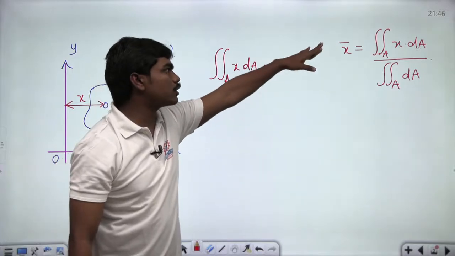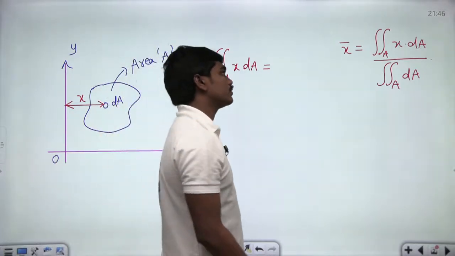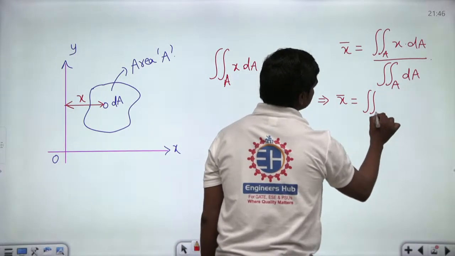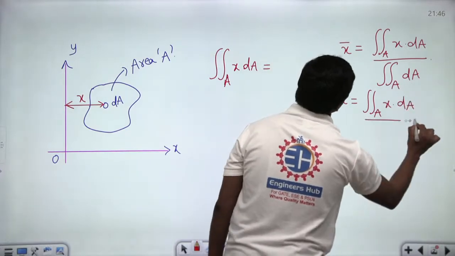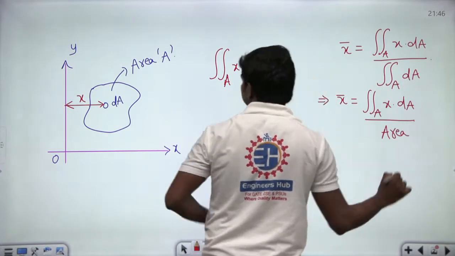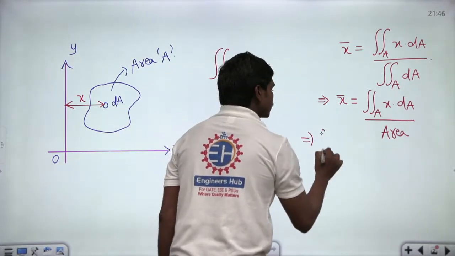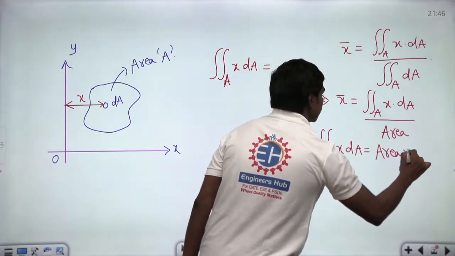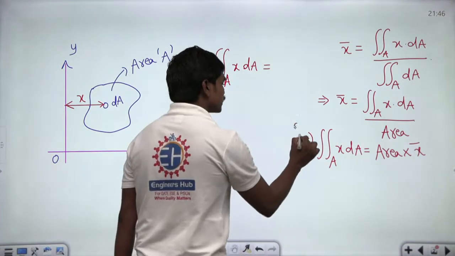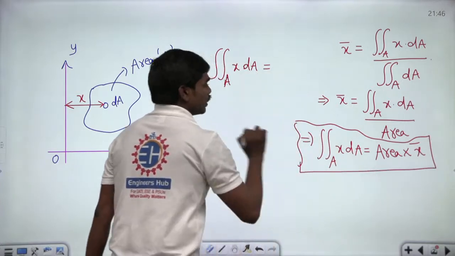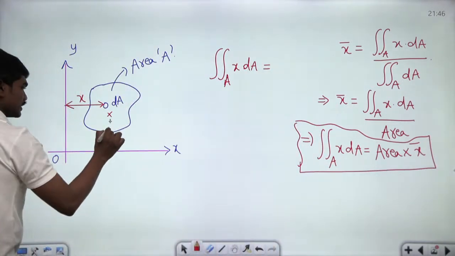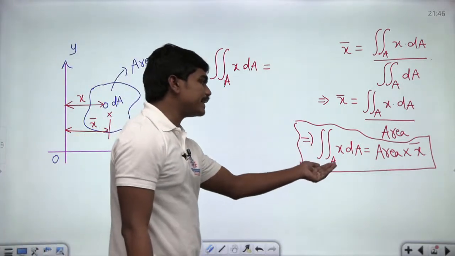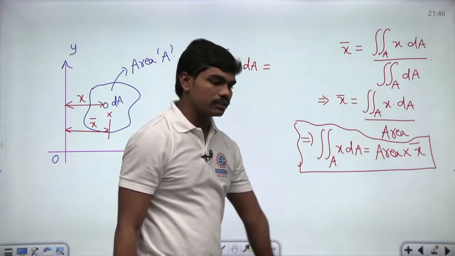If x bar is equal to the double integral over A of x times dA divided by A, then see carefully. Then what do you have? This x bar is equal to integral over A x into dA divided by the area of the region, which is this capital A, correct? So, can I write this double integral over area A of x times dA is equal to the area of this region into the distance of the centroid from the y axis? Let us suppose this is the centroid of this complete plane figure, at a distance of x bar from the y axis, then can I write the double integral over A of x dA is equal to area into x bar?